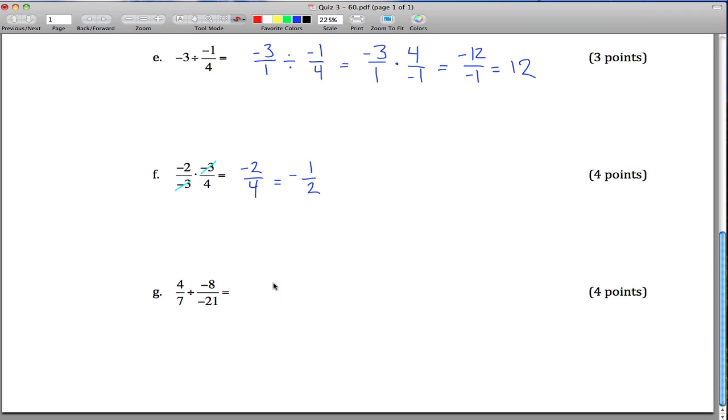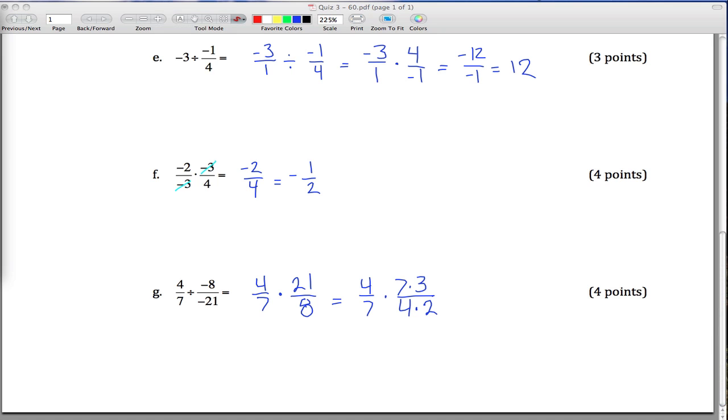And then finally the last one, 4/7 divided by -8 over -21. Instead of dividing, let's change this into multiplication, which means we have to flip this guy upside down. -21 over -8, the two negatives cancel, and we can just call that 21 over 8. A little bit difficult to multiply that out and simplify without a calculator, but if you get a little bit clever, you can say this is 4 over 7 times 7 times 3, right? 21 is 7 times 3. And this 8 is 4 times 2.